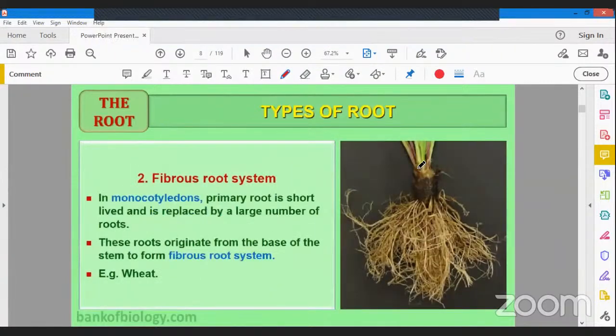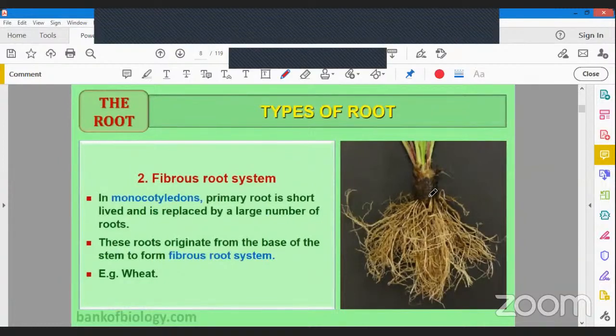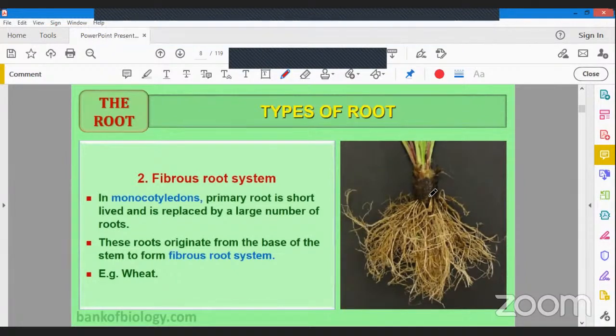So fibrous root, in what kind of plants does it occur? In monocots, which have a single cotyledon, where the primary root is short lived. It will be replaced by a large number of roots. These roots originate from the base of the stem to form the fibrous root system. Example, wheat. So take it down.